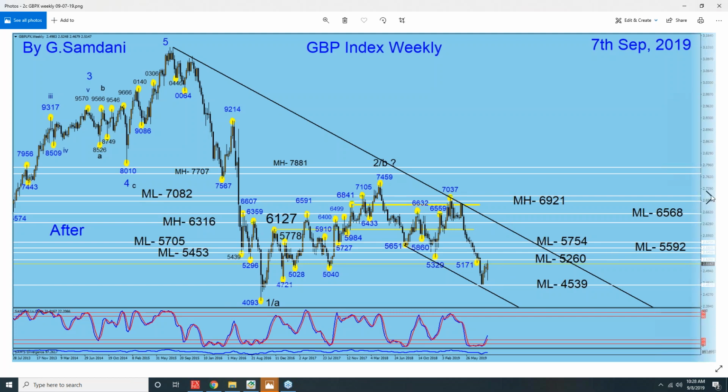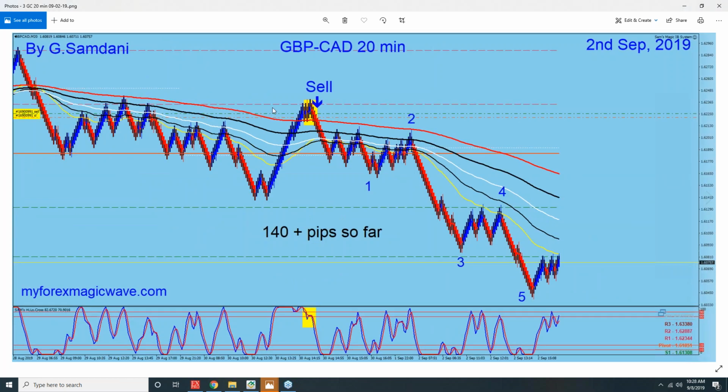Okay, just let's take a look. So what happened only the last week? This is one of the trades on 2nd September. This is pound CAD, right?